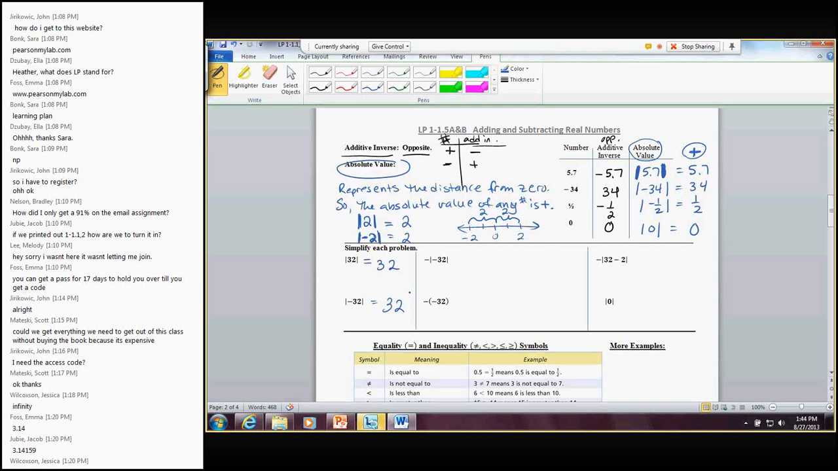Now, this is where it gets tricky, when the negative is outside of the absolute value. This really means the opposite of. That is what that red negative means. So the opposite of the absolute value of negative 32. This is hard for some people. So what that really means is the opposite of, what is the absolute value of negative 32? 32. So this part is 32. Now what's the opposite of 32? Negative 32. So some people go straight from here to here. That's okay, but that's why it equals that.